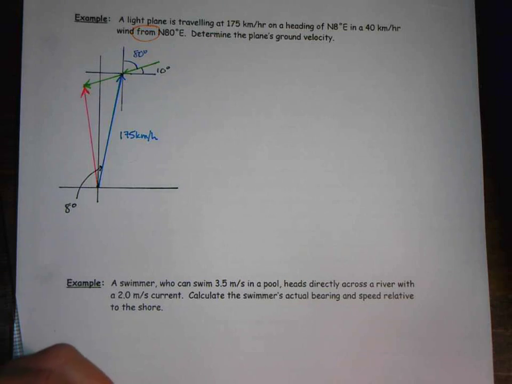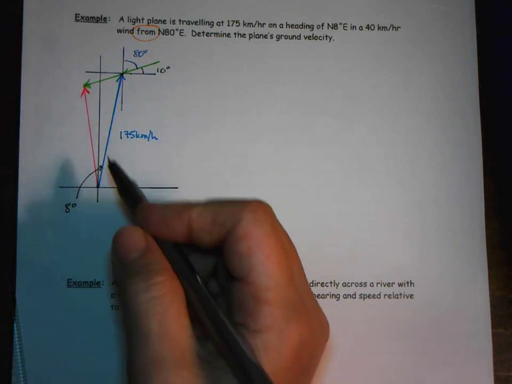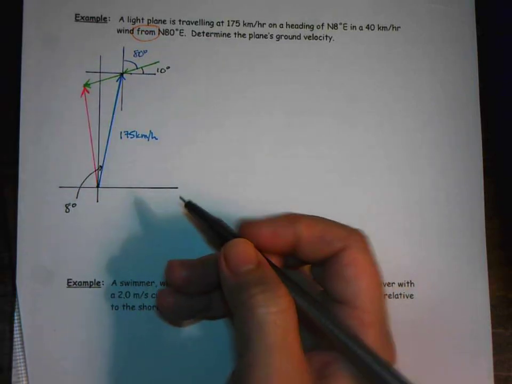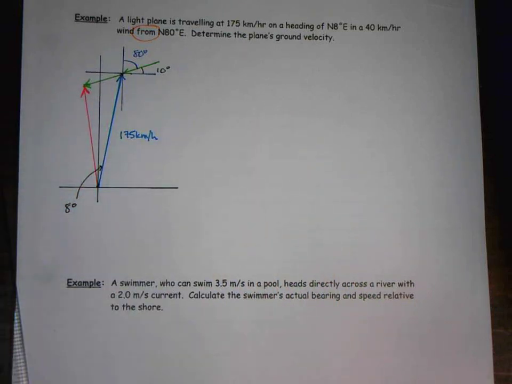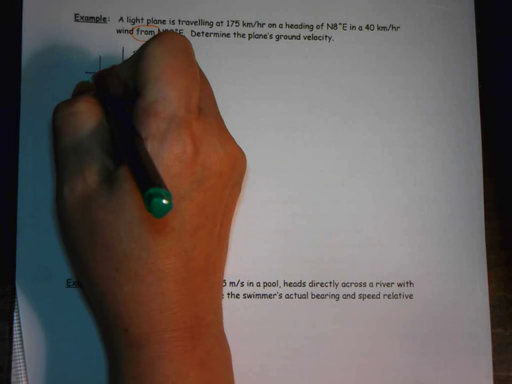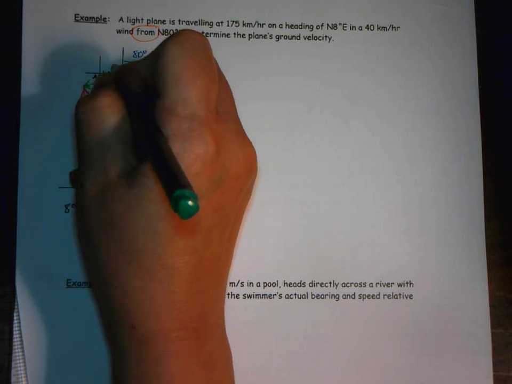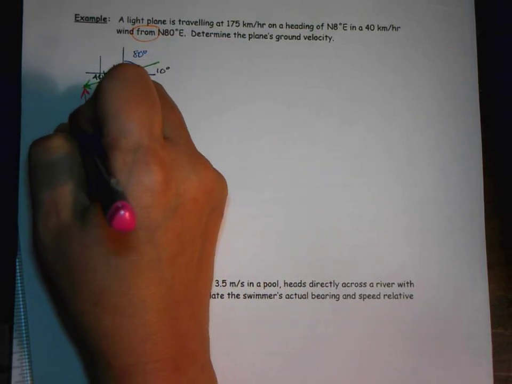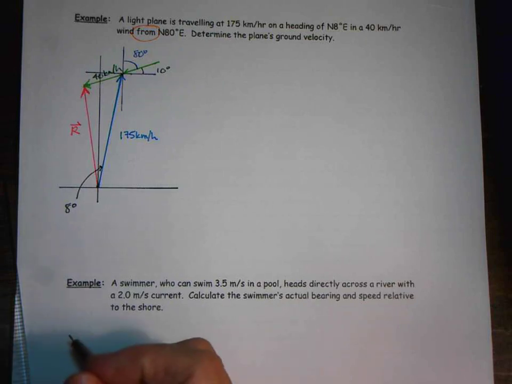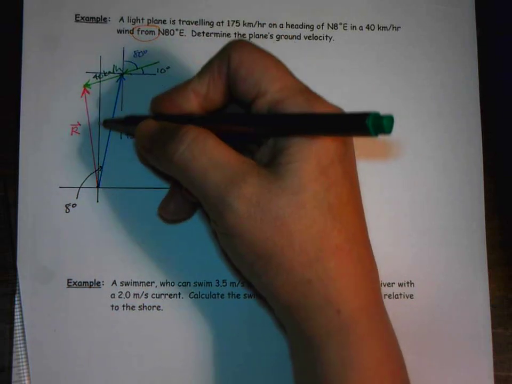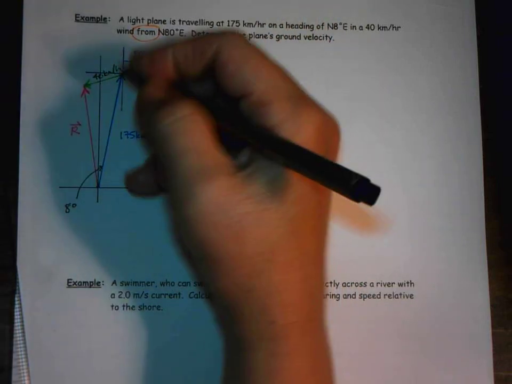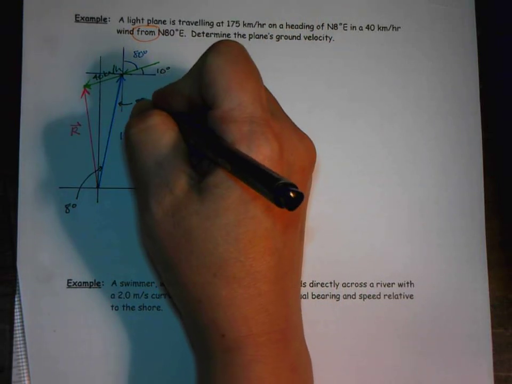Now we could do the same thing that we did last time and find this angle in here and use the cosine law as well. So let me just label everything we can on this diagram. This is 40 kilometers per hour, 175. This is your resultant. Make sure you label the vectors. And let's see what angles we have. We have this angle 8 degrees in here, so if you look at the Z pattern right over here, then this angle in here must also be 8 degrees.